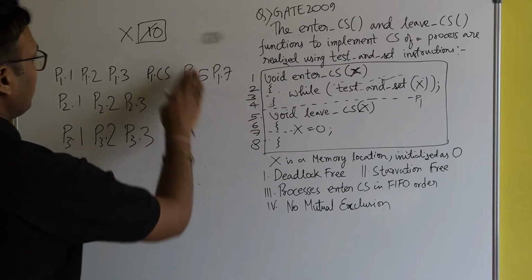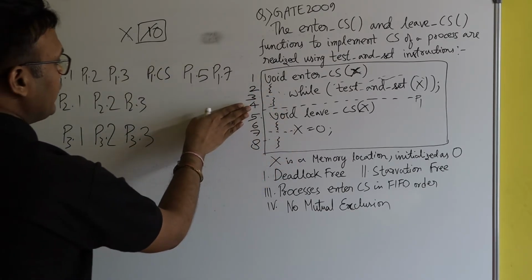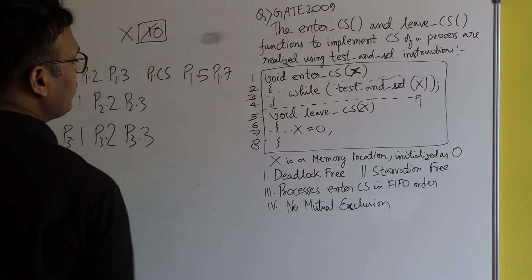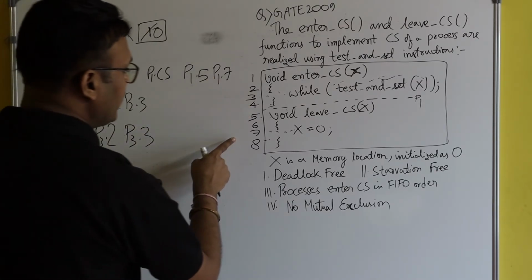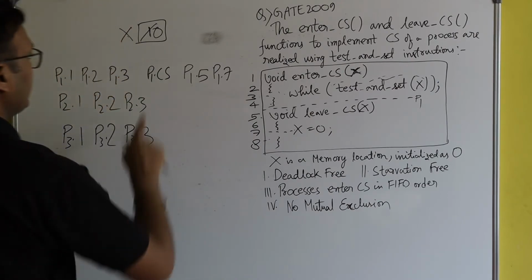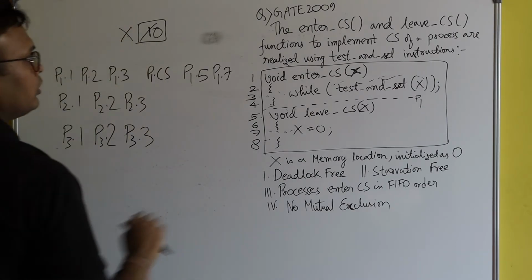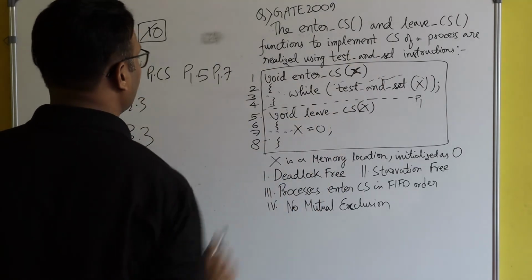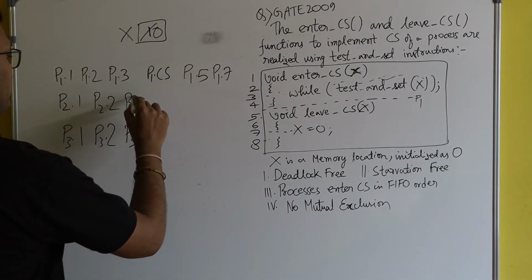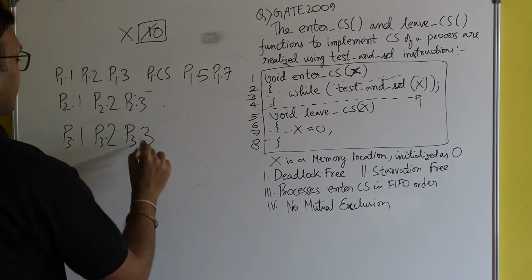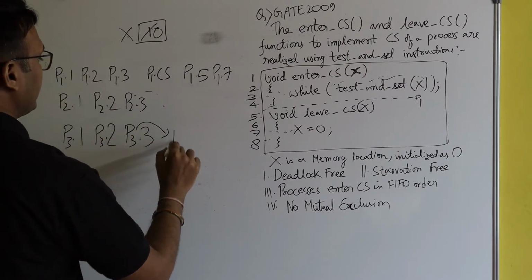Okay, but when P1 came out from the critical section after executing this line number 7, the value of x became 0. So this led to the breaking of this while loop. So before P2 could enter into the critical section, P3 entered inside the critical section.